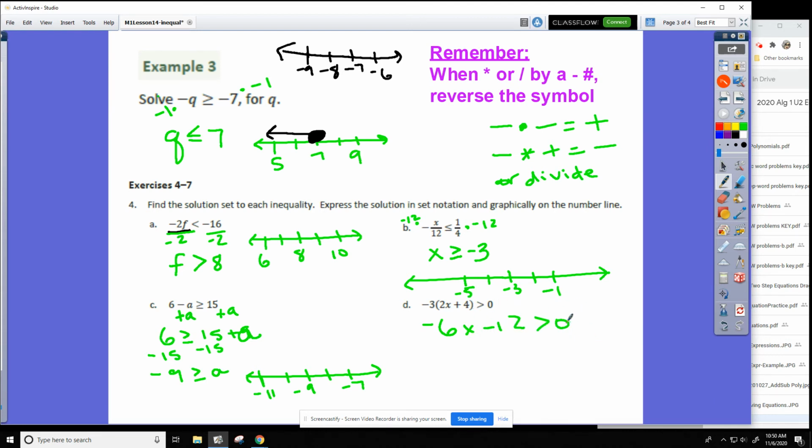So just because 0 is on this side, it's still a valid inequality. You don't not write the 0. You always write the 0 and treat it like a number. So I'm going to add 12, -6x greater than 12. So I divide by -6, and I get x, flip, reverse my symbol, -6 is a -2.